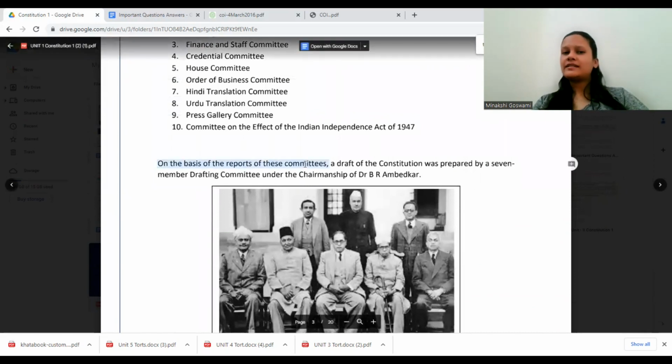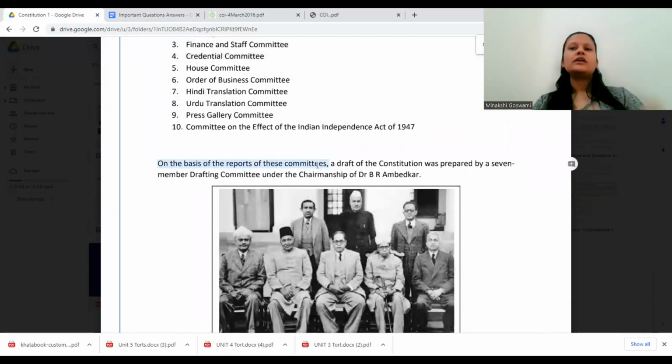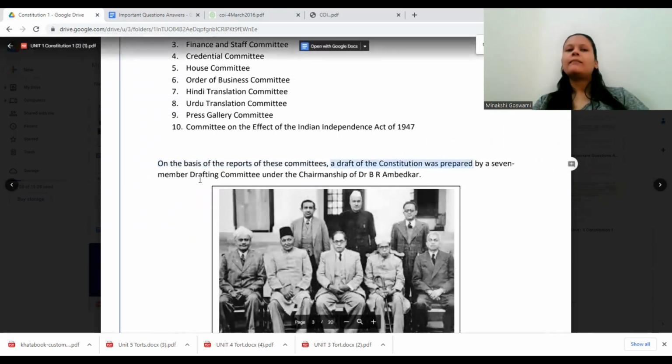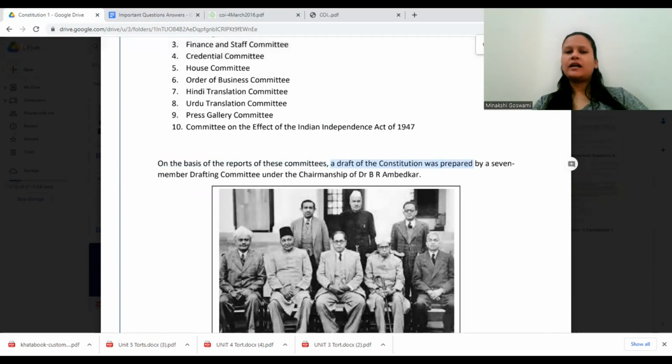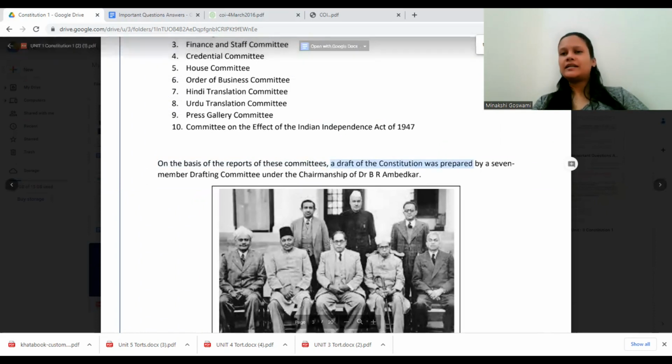So on the basis of those reports of the remaining committees, a draft constitution was prepared by the 7 member drafting committee with Dr. B.R. Ambedkar as the chairman. They framed a draft constitution.